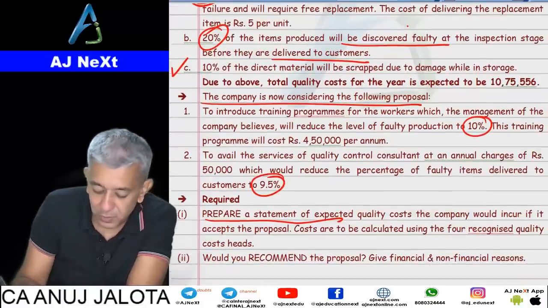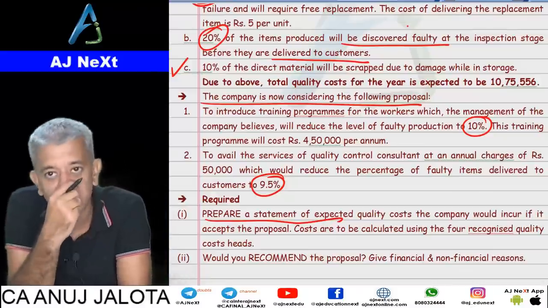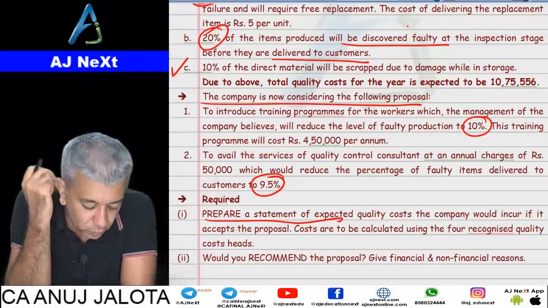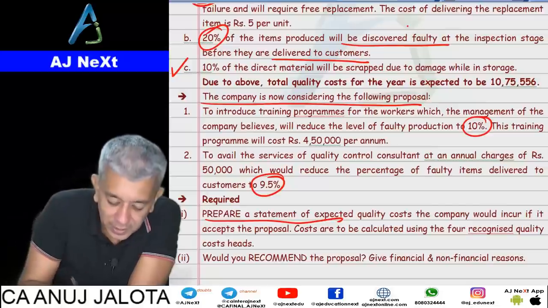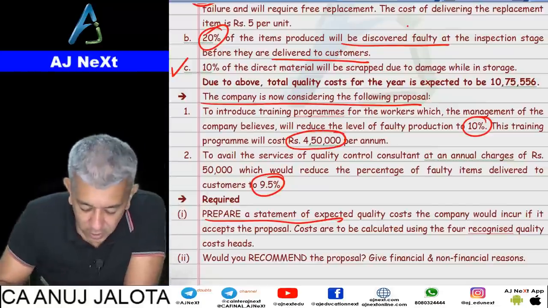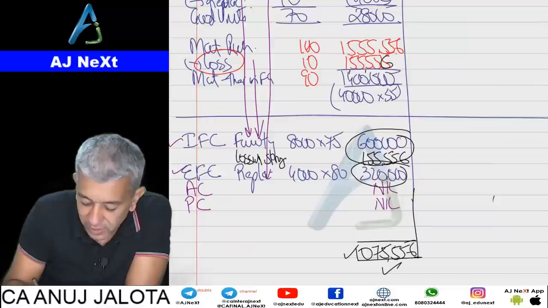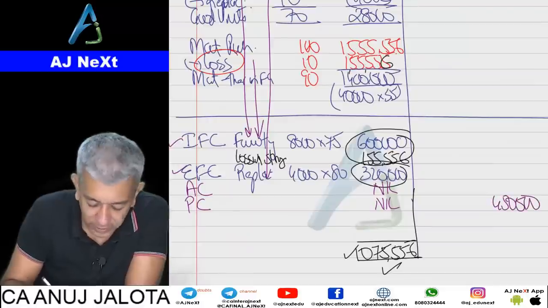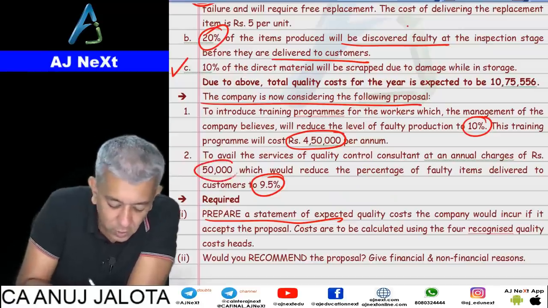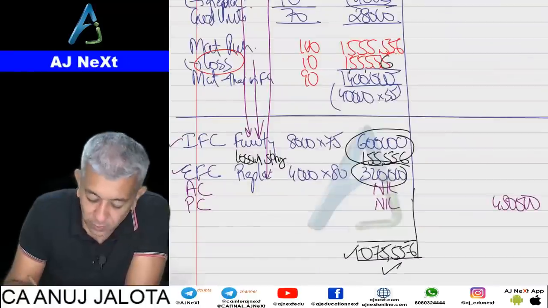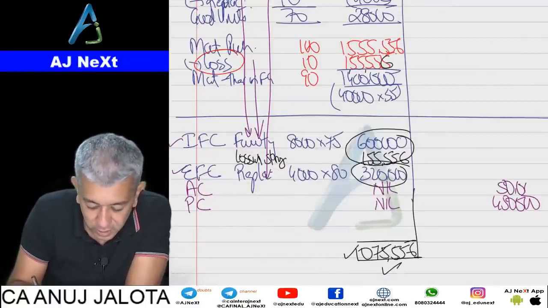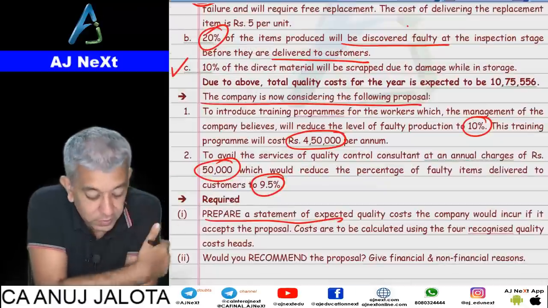Would you recommend the proposal? Give financial and non-financial reasons. तो चलो ठीक है, तो अभी ये वाला जो प्रपोजल है इंप्लीमेंट कर लेते हैं. अगर ये वाला प्रपोजल इंप्लीमेंट किया, तुम लोग प्रिवेंशन कॉस्ट के ऊपर 4,50,000 का खर्चा करोगे जो तुम्हारा ट्रेनिंग कॉस्ट है. उसके बाद क्वालिटी कंट्रोल के ऊपर दैट विल बी योर अप्रेजल कॉस्ट, ₹50,000 का खर्चा करोगे जो अपने को दे के रखा हुआ है ओके.